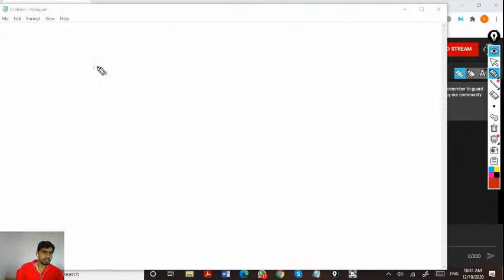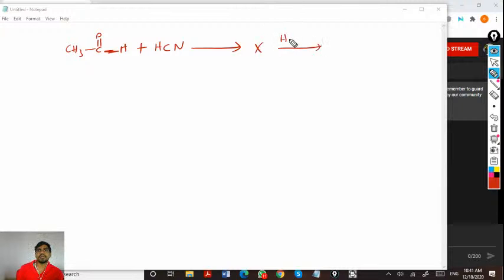Stereochemistry based questions, for example, CH3 C double bond H, acetaldehyde, if it is treated with HCN, giving X, and upon H3O plus. So let me write the H, so that I can decrease the difficulty. So when it is H plus and CN minus, this is a kind of nucleophilic addition reaction.